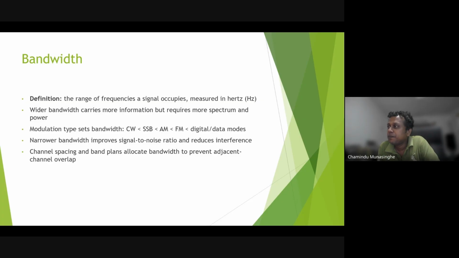Anyway, narrow bandwidth improves signal to noise ratio. So basically now this RF spectrum also carries noise, like noise gets induced, there are different waveforms, and then there's like power line noise and all that. So if your bandwidth is narrow, you are less susceptible to noise, because if you use a narrow band of the spectrum, then the amount of noise you capture is also narrower, right? And this channel spacing and band plans allocate bandwidth to prevent adjacent channel overlap. So basically, we'll talk a bit about that when we talk about modulation, right?